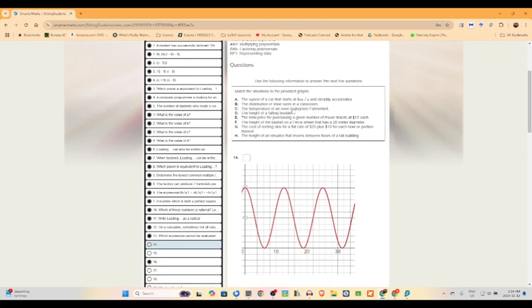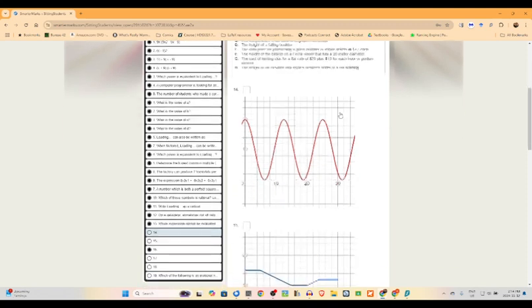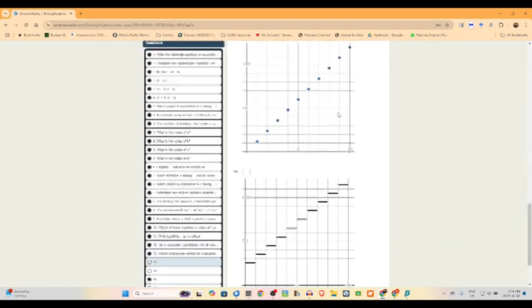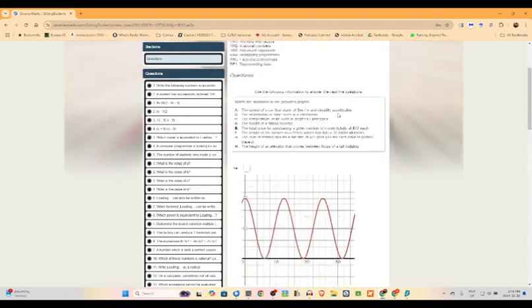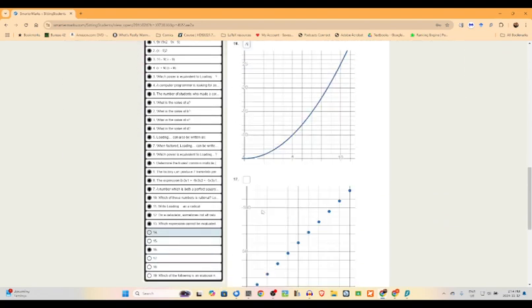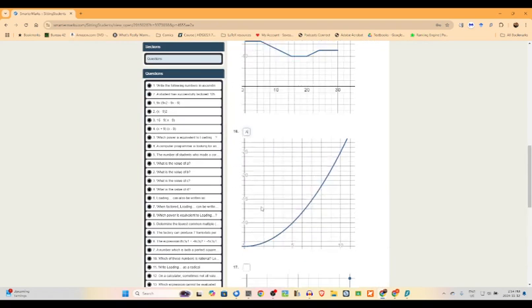The temperature of an oven in degrees Fahrenheit. Well, that would be steady, perhaps. We would need more information about that. The height of a falling boulder. That's starting high and accelerating downwards. We don't seem to see this.